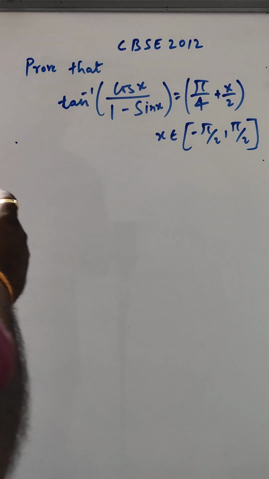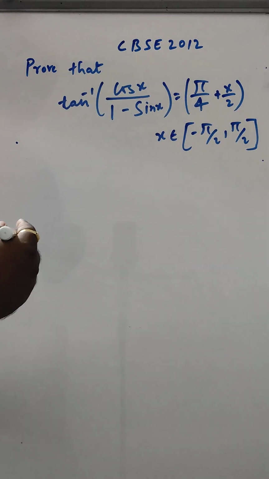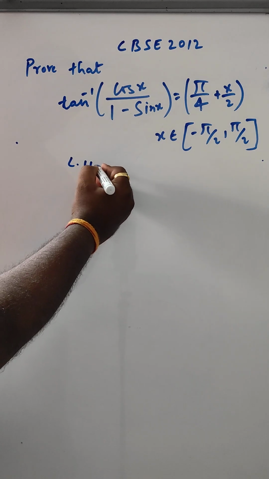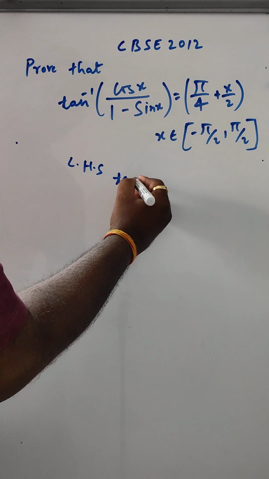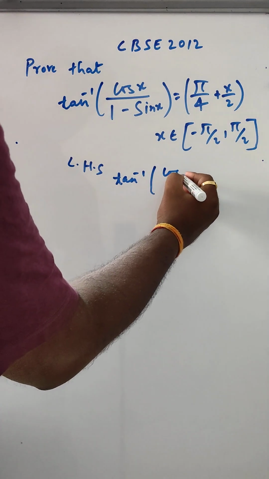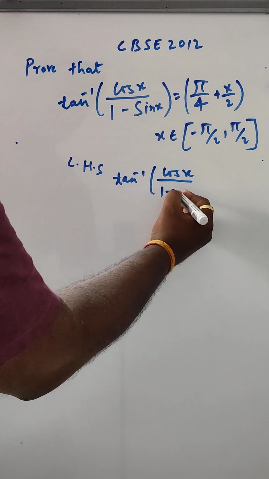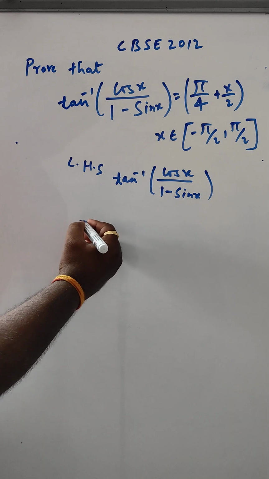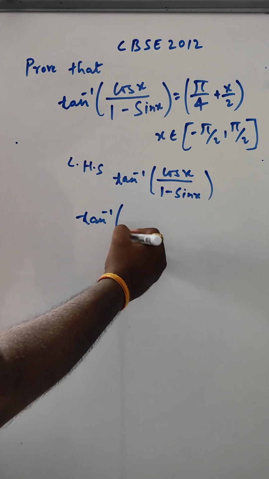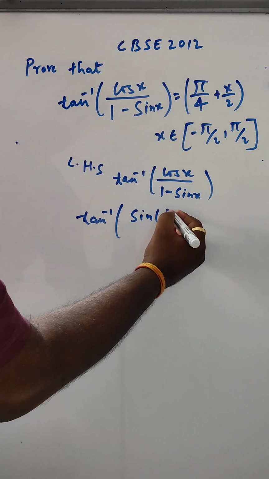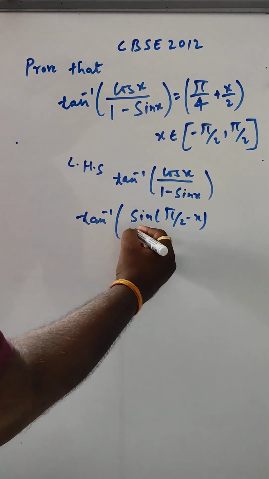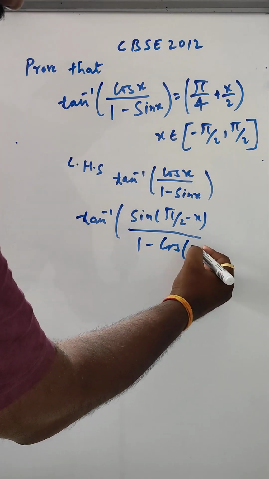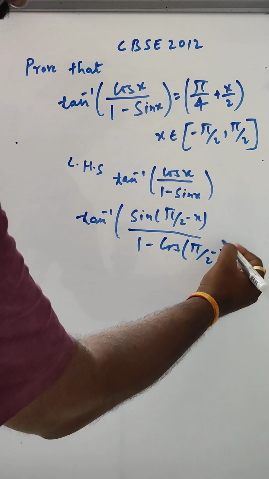Let's solve this problem. Okay, this problem came in the CBSE exam 2012. So here we can take the LHS. LHS is tan inverse cos x divided by 1 minus sin x. Correct. Cos x can be written as sin pi by 2 minus x. Correct. And here this sin x can also be written as cos pi by 2 minus x.